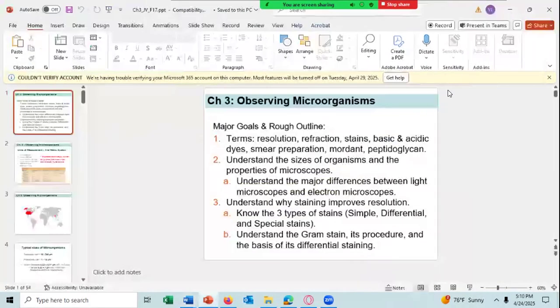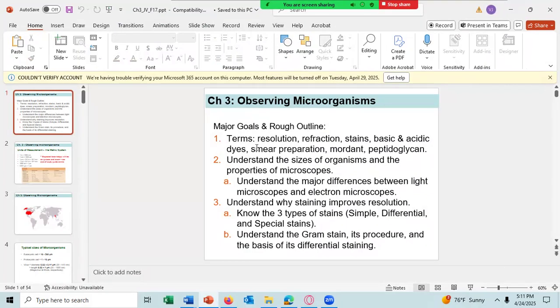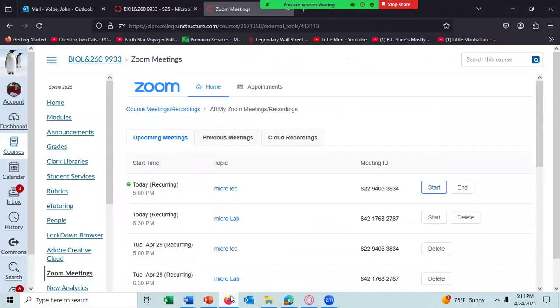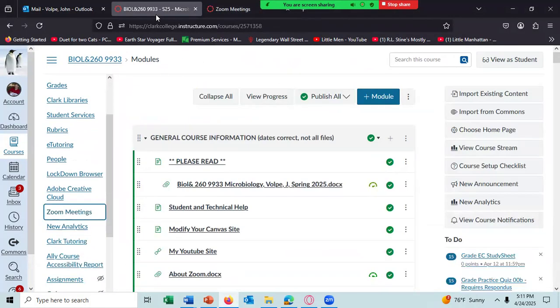If not, let's begin Chapter 3. Observing microorganisms. The major goals are shown in this slide and a rough outline. Always know the terms for each chapter. And really, you need to know all the objectives, and you can find the objectives by looking on my study guide. Let me see if I can find it.